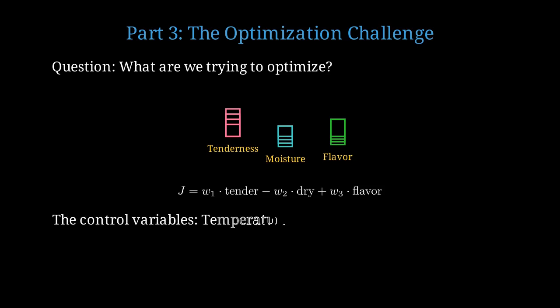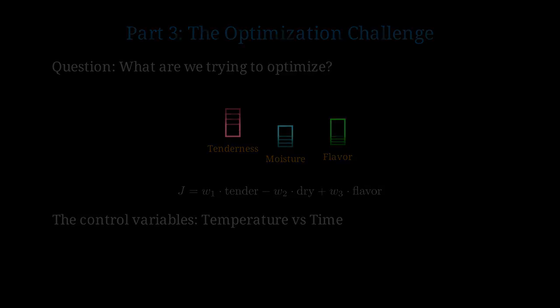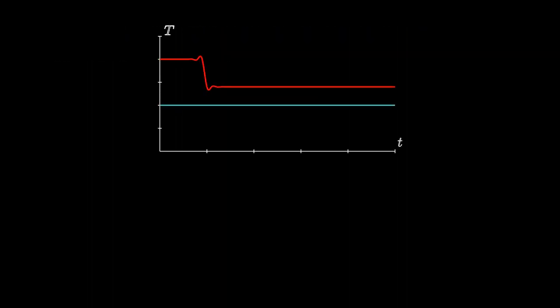Our control is the temperature profile T of t. We can vary oven temperature, use ramps, sear, then braise, or employ constant low heat. Different strategies: sear high, then low in red, versus constant low temperature in blue. Each produces different internal temperature and moisture profiles.